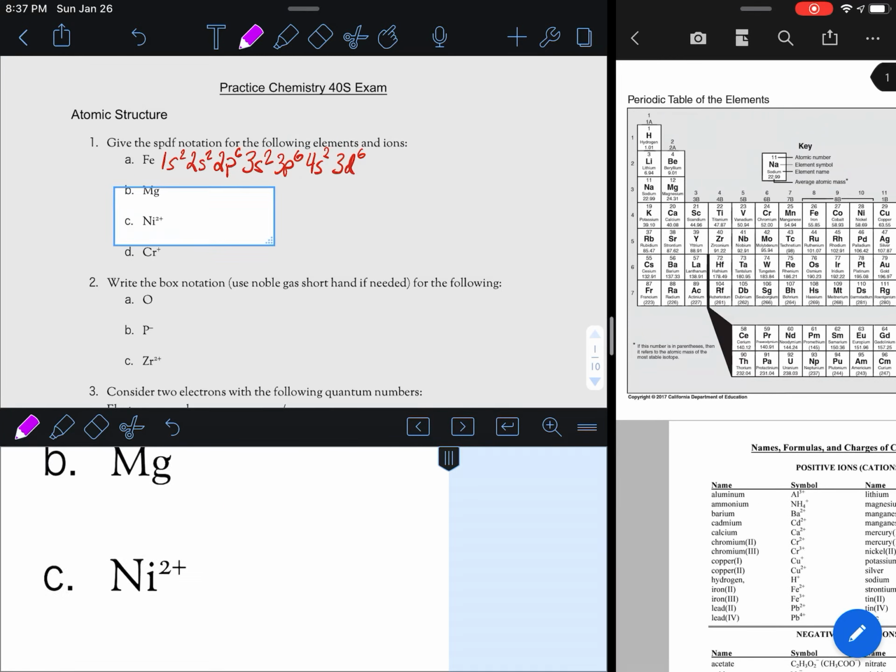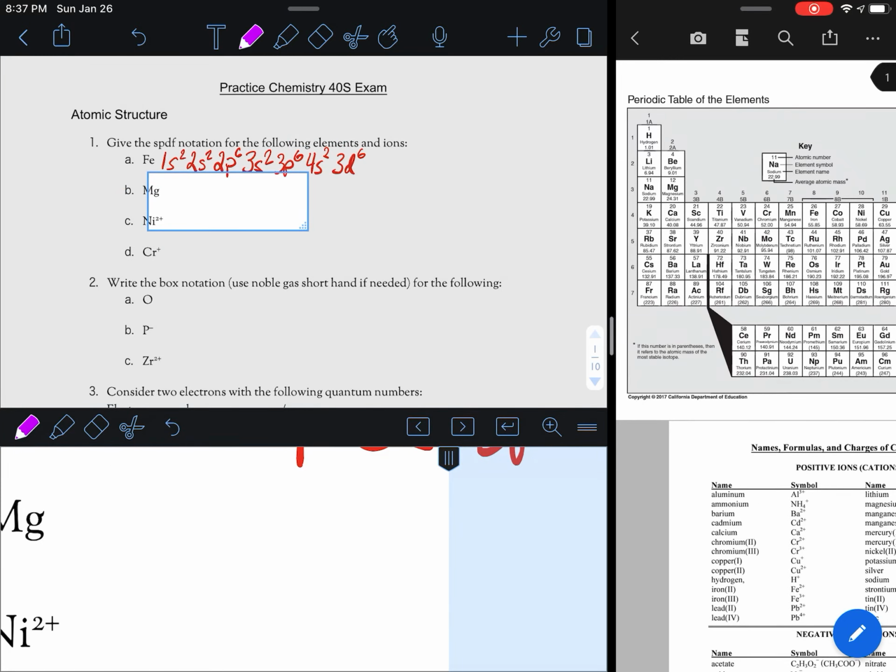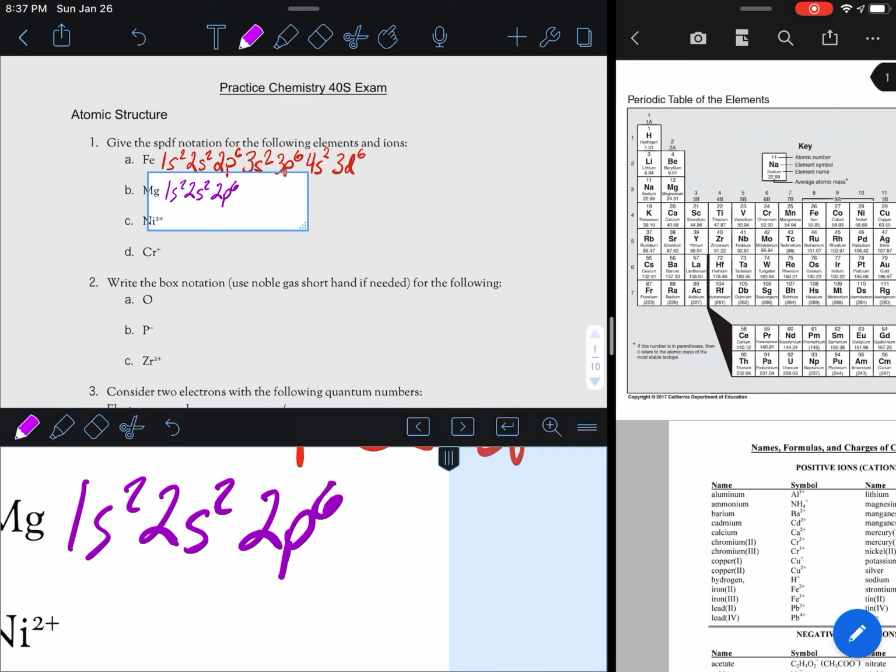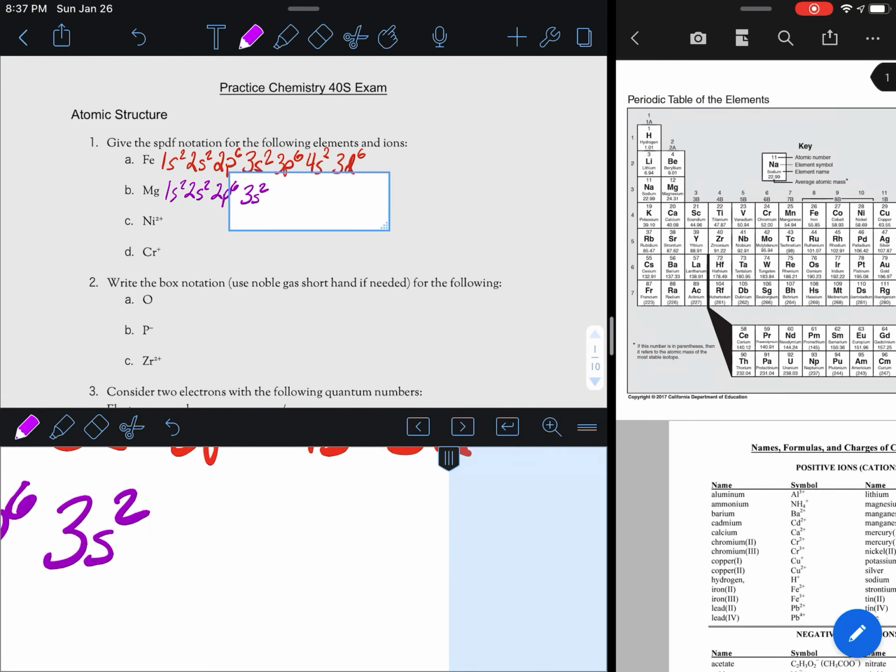Okay, I'm going to go on to my next question. So this is magnesium. Magnesium's number 12. This is a straightforward one. This is simply 1s2, 2s2, 2p6, just all the first 2 rows done, and then we just have 3s2. It is in the s block. Magnesium is considered s block.